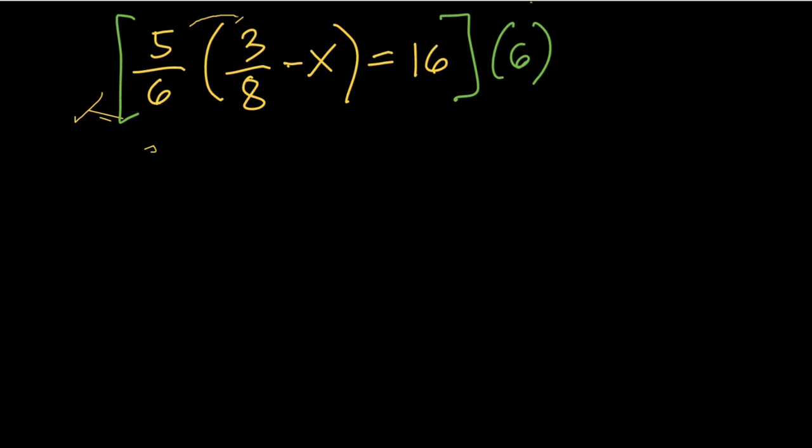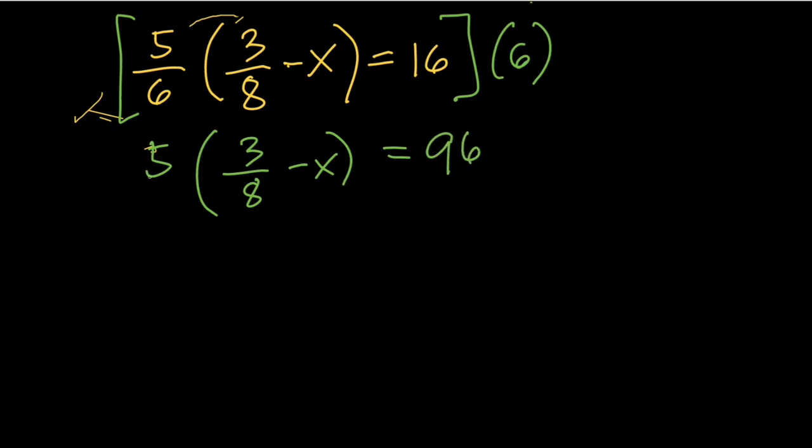Yes, because that would give you a big number, because there's nothing to cancel out there. Or maybe you can cancel out 3. Okay, so let's just multiply 6 to both sides. So this would become 5 times 3 over 8 minus x equals, what is 16 times 6? Okay, 96. Then, you want to distribute 5 or you want to divide both sides by 5?